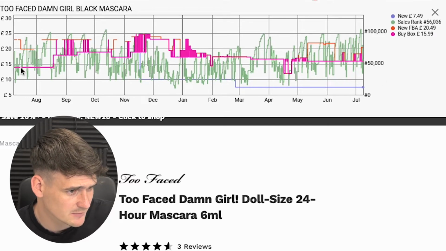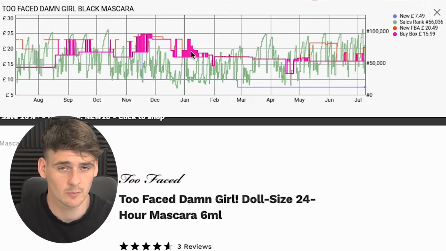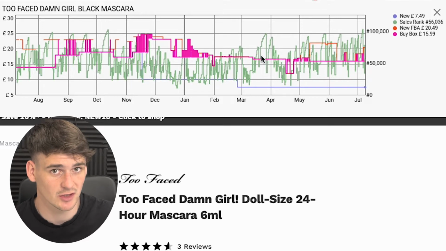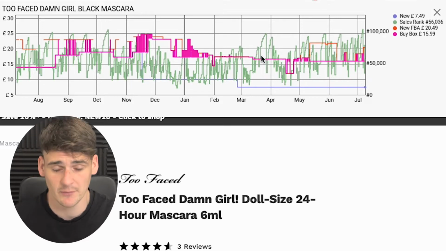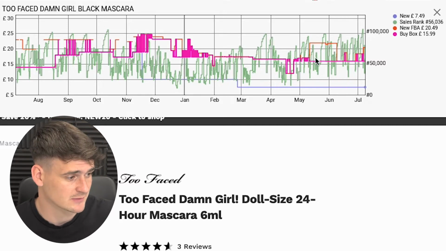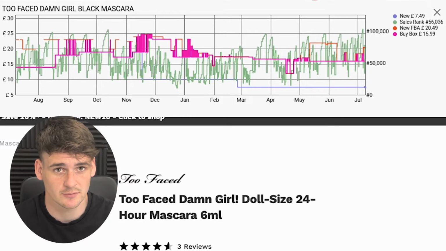It spent time over £20, almost at £25, at points. But what this means is, if this price hasn't been cheaper than this over the last year, the chances of it getting cheaper now are quite slim. Obviously it is possible, but the chances are massively reduced, and that means that the price you're selling it for here should stay that price and shouldn't drop too much further down.